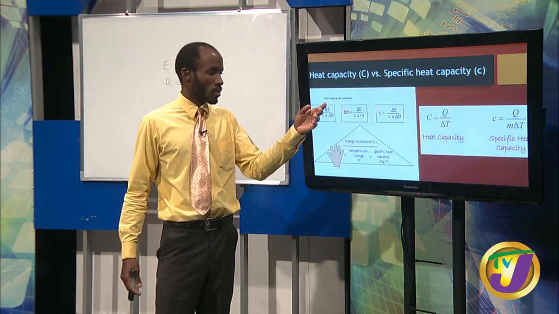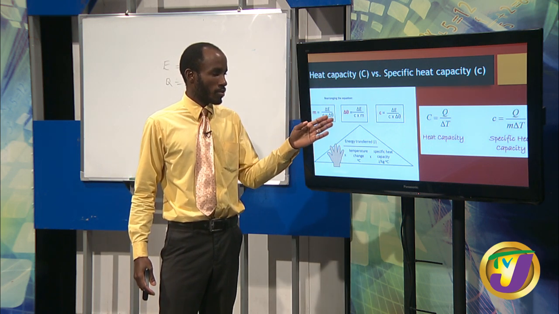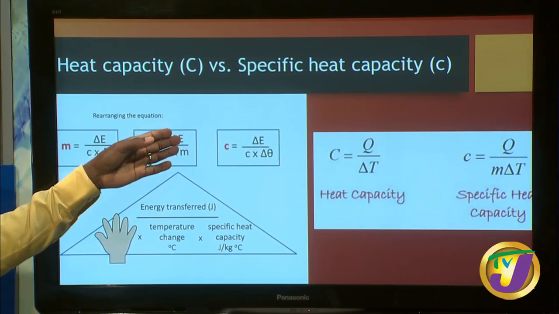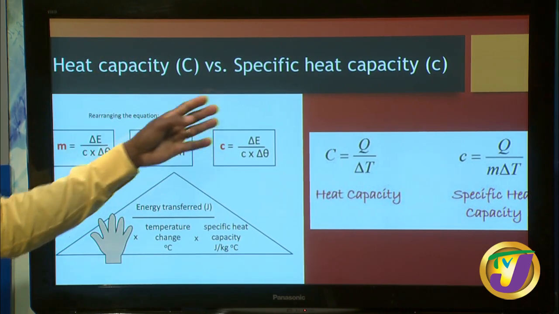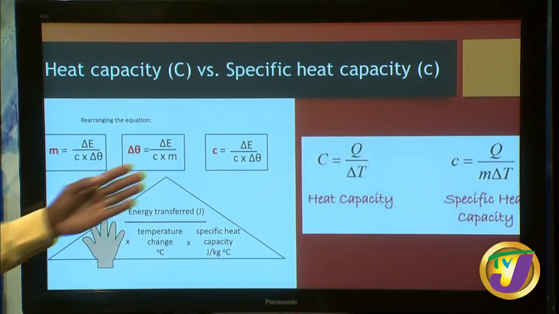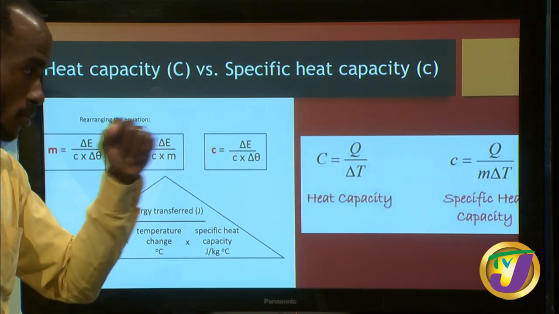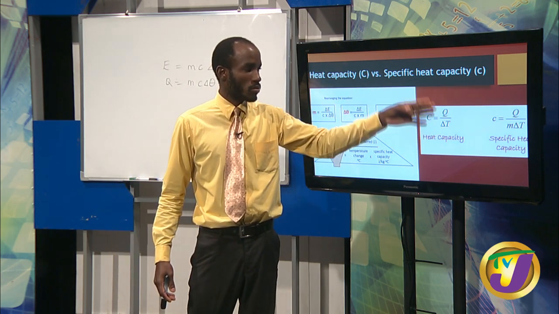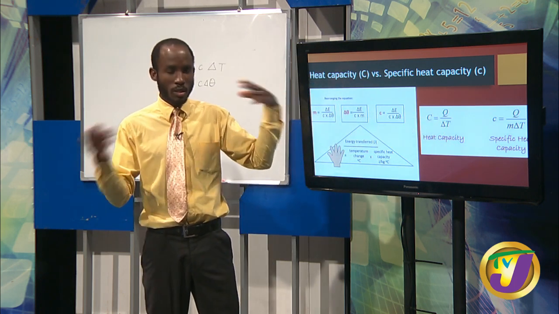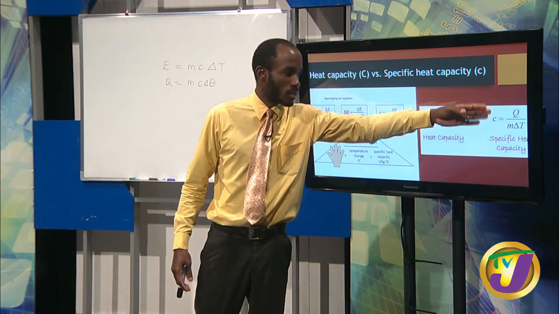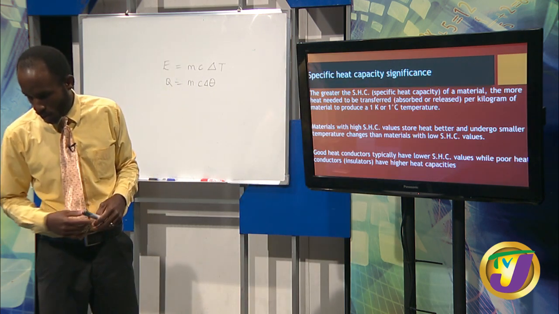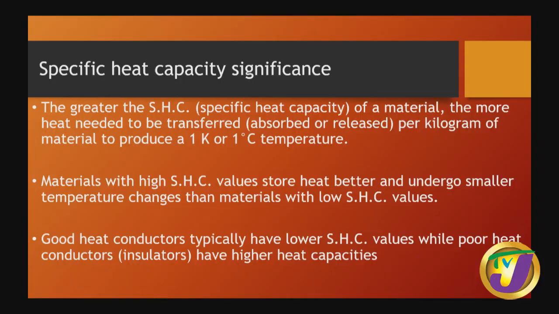So M is equal to delta E, change of heat, over C times delta theta, which is the same thing as delta T. Delta theta or delta T is E over C times M. C is equal to E over M times delta T or delta theta. And you can see the hand covered there. Now over here shows the equation for heat capacity, which only considers Q or E, energy, and the temperature change. Here we now look at the heat, the mass, and the temperature change for specific heat capacity.